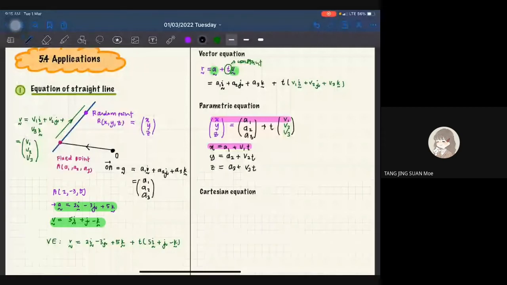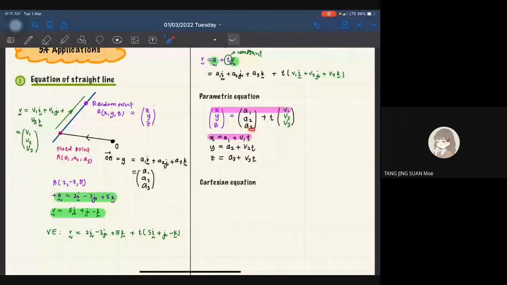So nama parametric equation, dia mesti ada parameter. So parameter dia adalah T. That's why it is called as parametric equation. Okay, so that's it for parametric equation. Alright, so lastly, Cartesian equation. So macam mana kita nak dapatkan Cartesian equation is based on this one. Okay, so kita nak jadikan T as our subject. We want T as our subject.